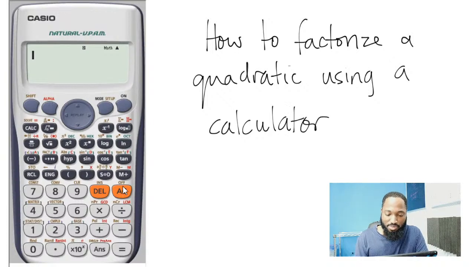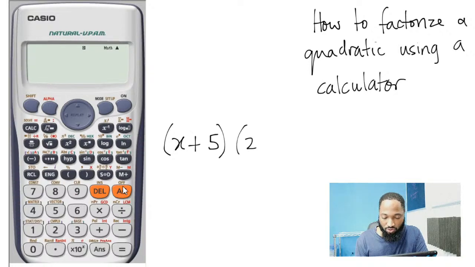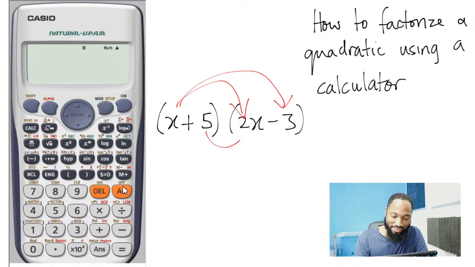So let's make up the factors ourselves so we can see it happen before our very eyes, right? Let's say the factors we're looking for are x plus 5 and 2x minus 3. Boom. So let's take these factors and form our quadratic. It's like you are the teacher now. You all are making up the questions now, right?